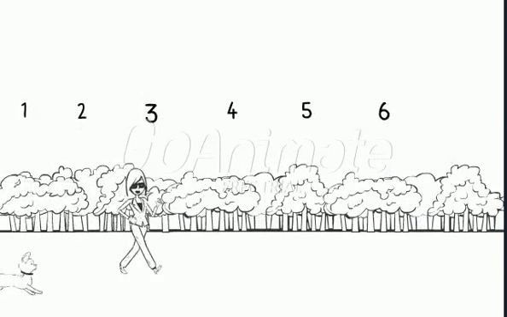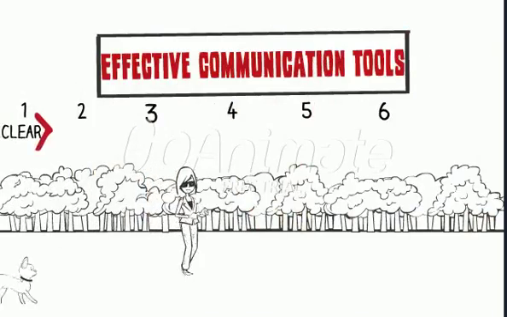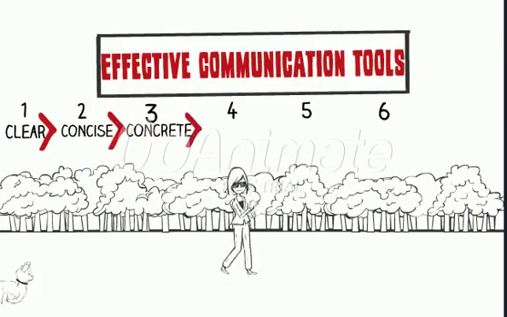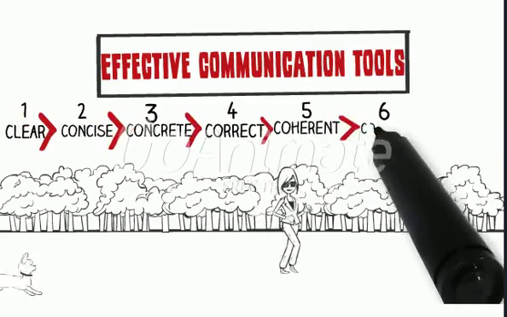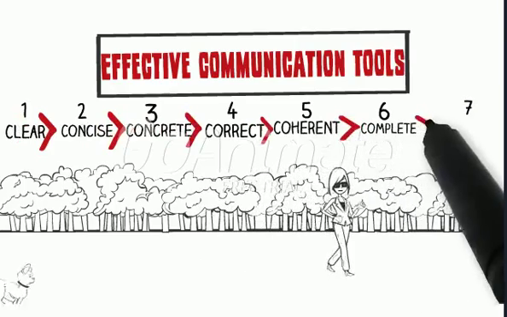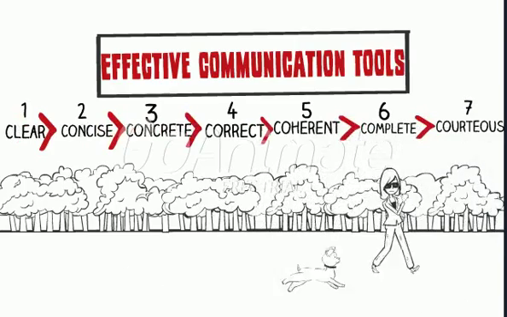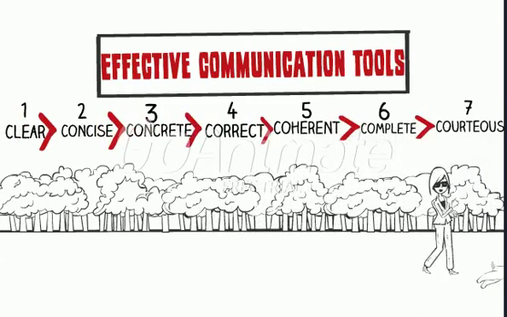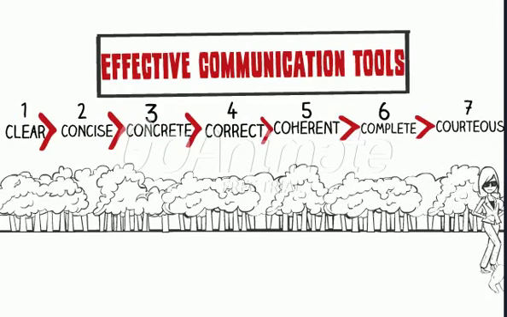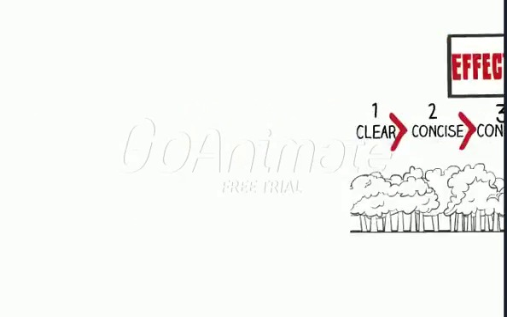According to the 7 C's, communication needs to be 1. Clear, 2. Concise, 3. Concrete, 4. Correct, 5. Coherent, 6. Complete, 7. Courteous. This brings us to the end of the lesson.